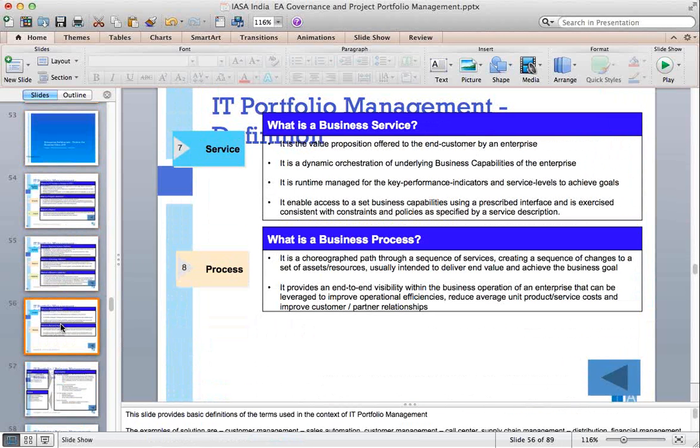That's very paramount. And in a process, it's end-to-end visibility that matters most within the business operation. That can be very, very highly quantifiable in terms of your efficiency, how operationally effective your company is, and reducing the unit cost of product and service, and improving your profitability. It also improves your customer and partner relationships. It might be your vendor partner for your product, or a customer relationship at a corporate level. So a business process is very important.